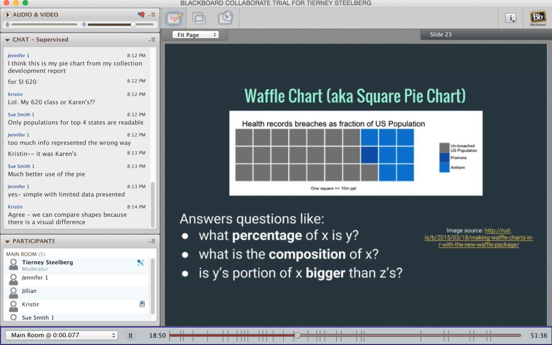This waffle chart shows the segments of the U.S. population affected by the healthcare data breaches at Anthem and Premier earlier this year. What do you like about this particular chart? What don't you like?